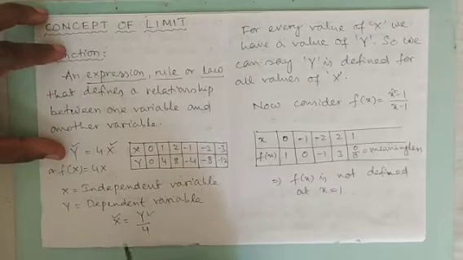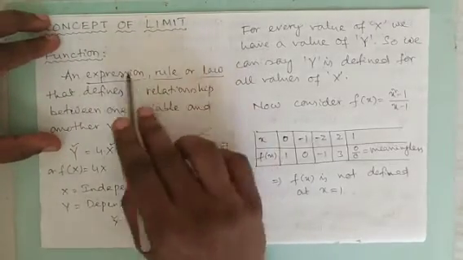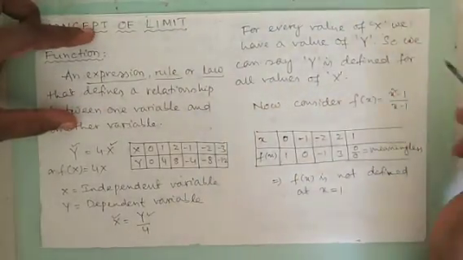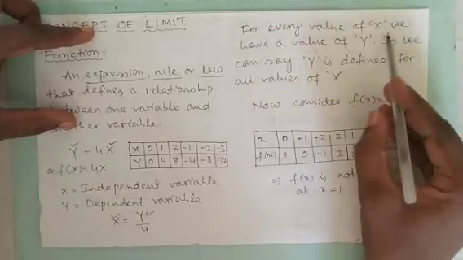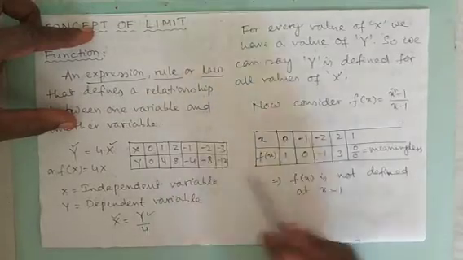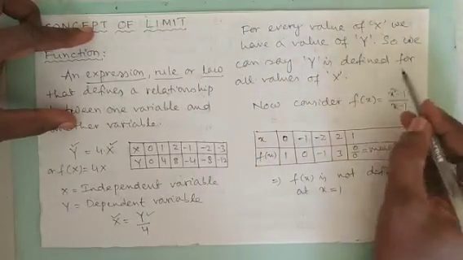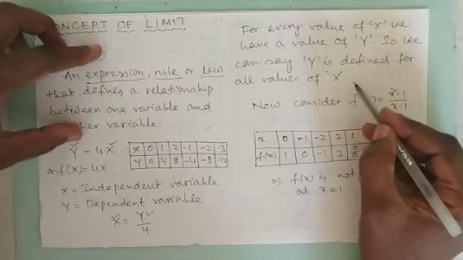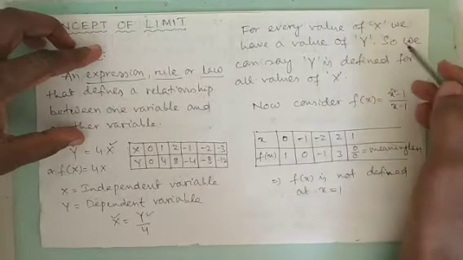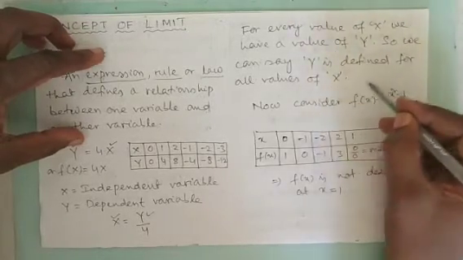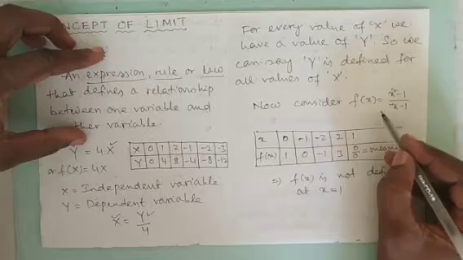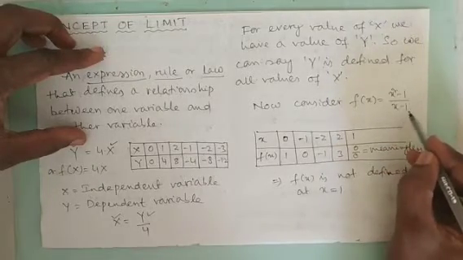But we are interested in discussing limit, so we won't go more into the meaning of function here. Now you see, for every value of x we have a value of y. So we can say y is defined for all values of x, because for every value of x we are getting a value of y. Therefore we say y is defined for all values of x.